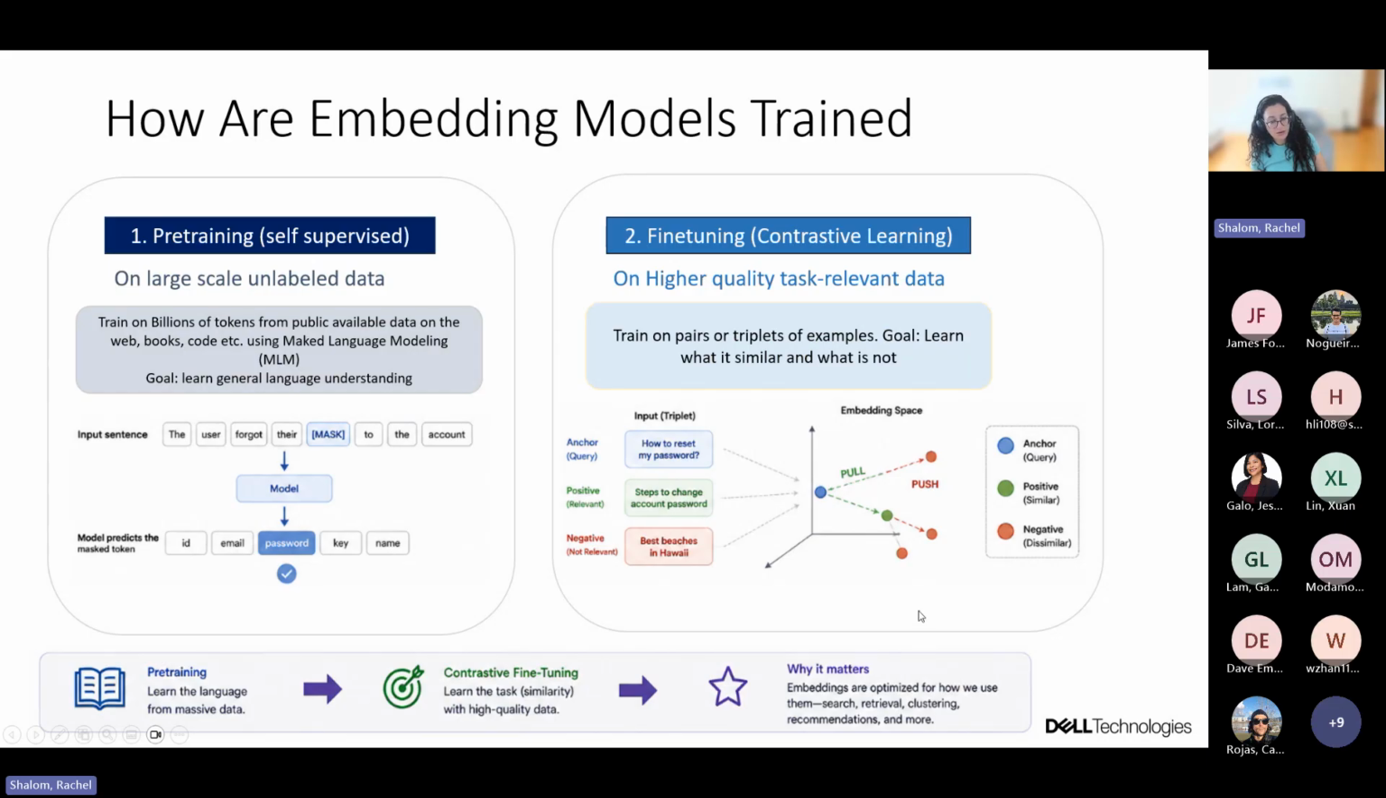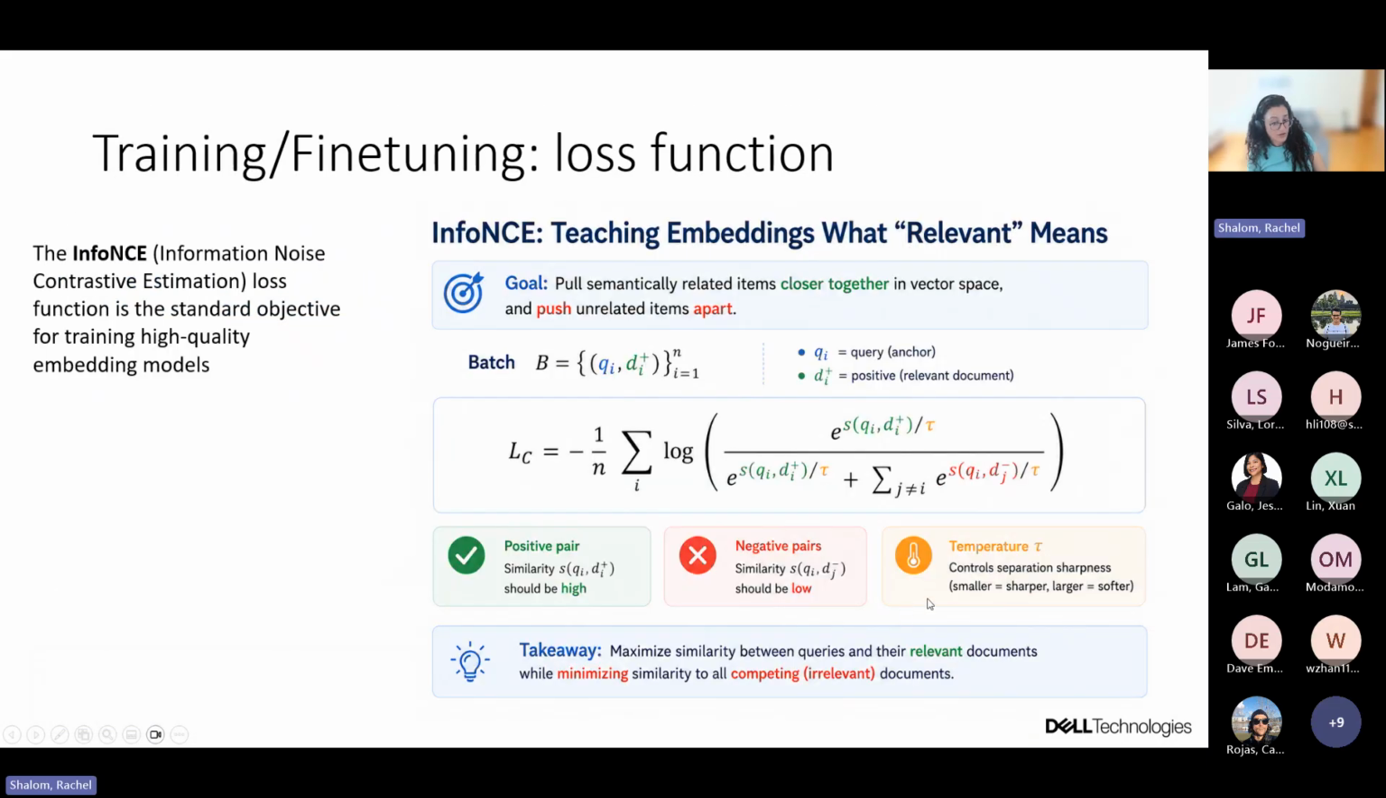And how do you do that? By training. I think it's worth going over the loss function, which is, I think, beautiful and not very hard to understand. One of the most common loss functions is InfoNCE, the information noise contrastive estimation. If you read papers on contrastive loss, you will normally see this loss or a different version of it, but it will be the same idea.